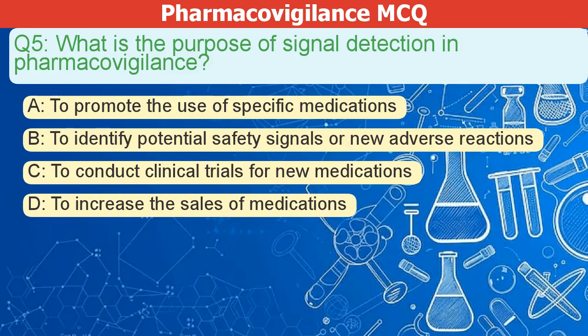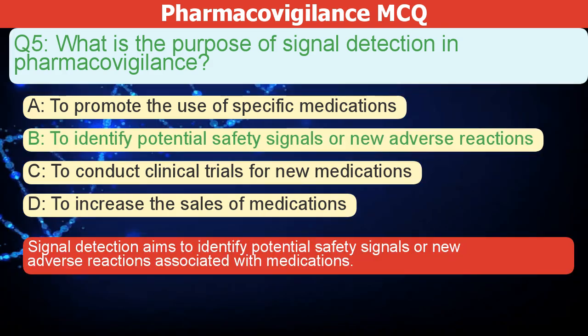What is the purpose of signal detection in pharmacovigilance? A. To promote the use of specific medications. B. To identify potential safety signals or new adverse reactions. C. To conduct clinical trials for new medications. D. To increase the sales of medications. The correct answer is B. Signal detection aims to identify potential safety signals or new adverse reactions associated with medications.